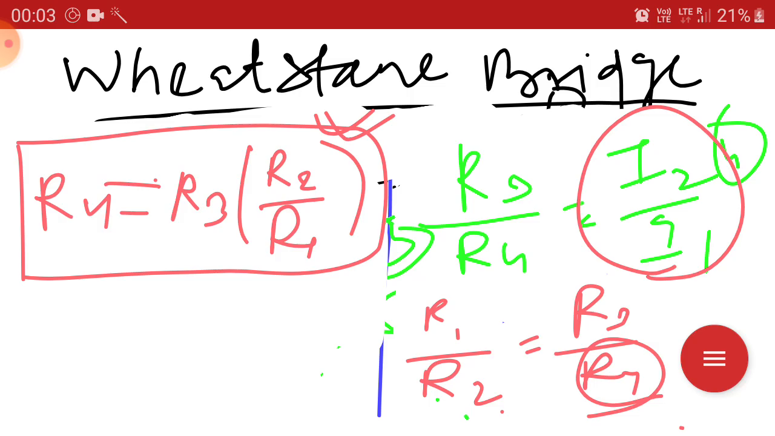And as I told you, it has application in the meter bridge. In the next class we will solve some questions based on the Wheatstone Bridge, and of course the application of Kirchhoff's law, and also we'll discuss the meter bridge.